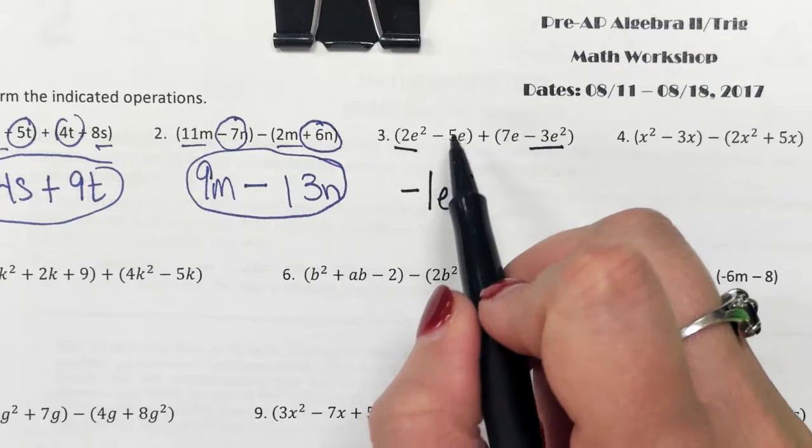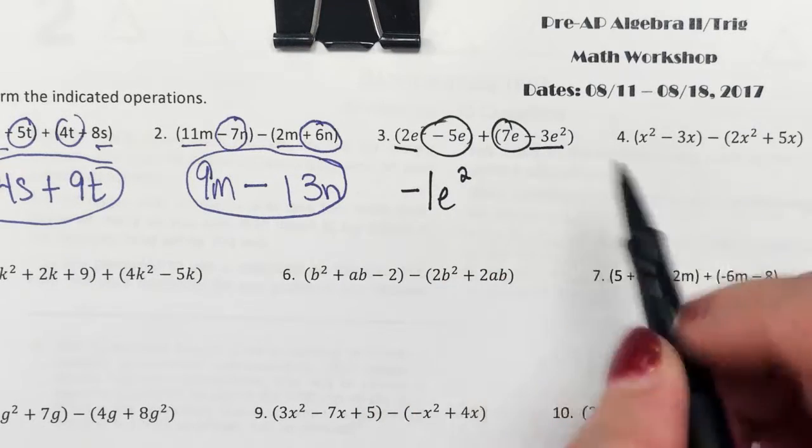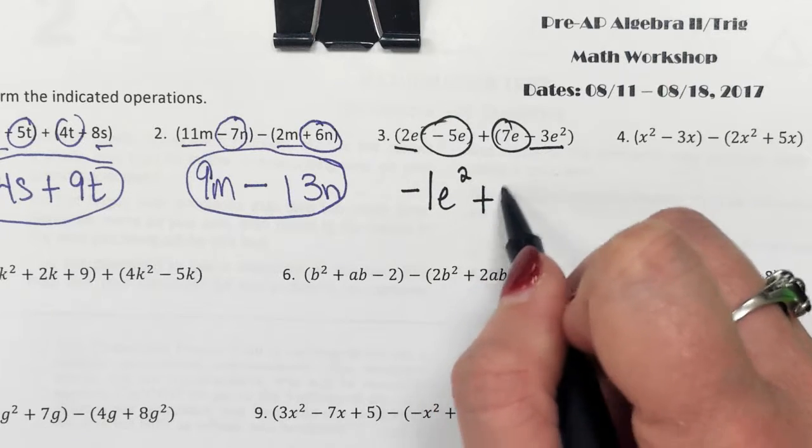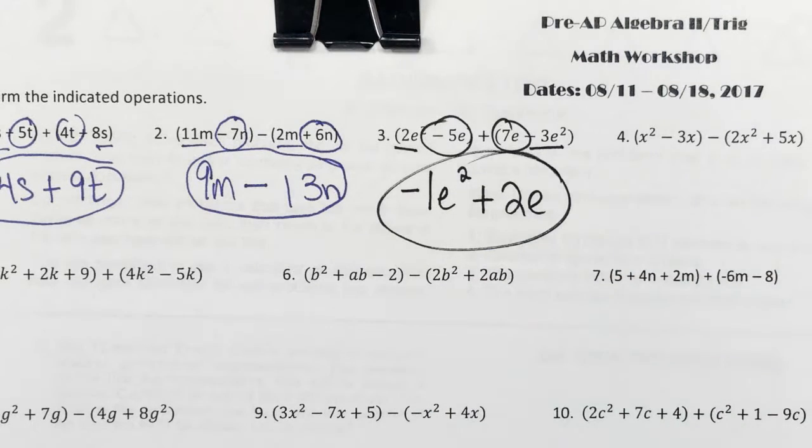Now which ones? Negative 5 plus 7 is? What kind of 2? Positive. There you go. Okay? We will factor that later. Right now, let's just leave it like that.